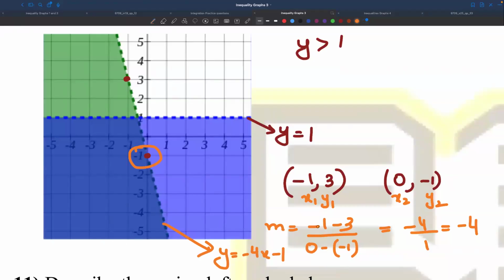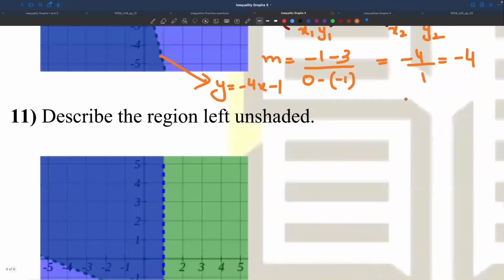That's the first bit. Now, once you have made the equation, this unshaded area is above this line, right? So you will write y is greater than, because it's dotted, -4x minus 1. Okay? So you should just have good enough practice, and that's why I keep coming back to the coordinate geometry worksheet I gave you to practice making the equation of a line. Once you have done that worksheet, this task is very straightforward.